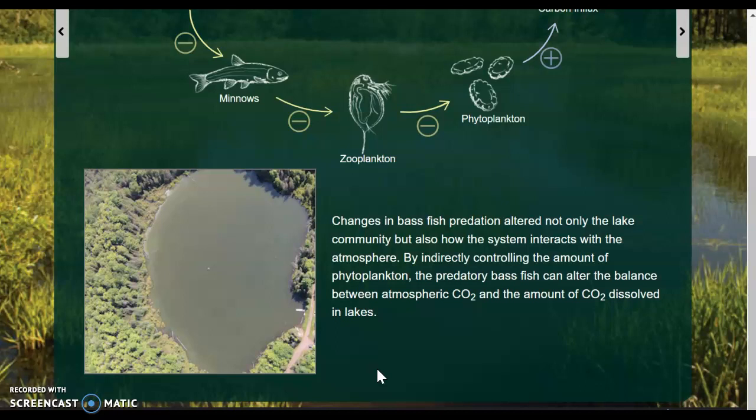So changes in the bass alter not only the lake community, but also how the system interacts with the atmosphere. By directly controlling the amount of phytoplankton, the predatory bass fish can alter the balance between the atmospheric CO2 and the amount in the lake.